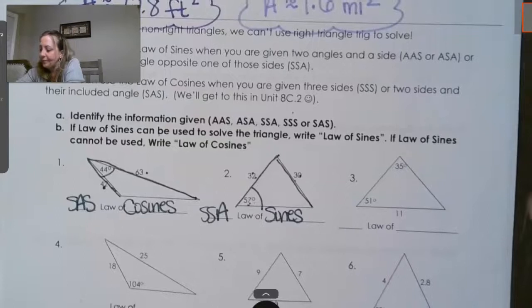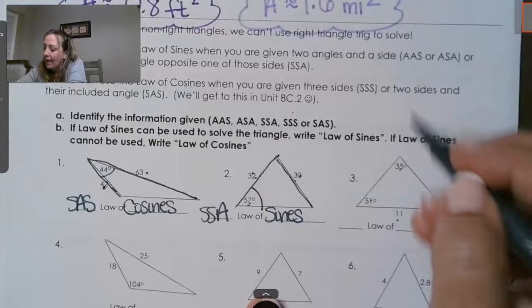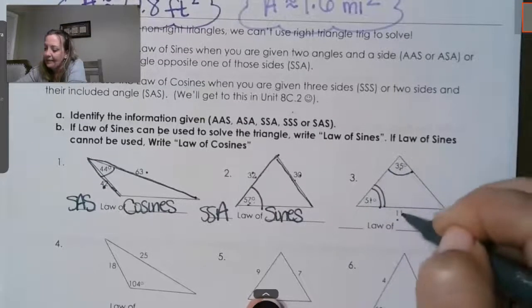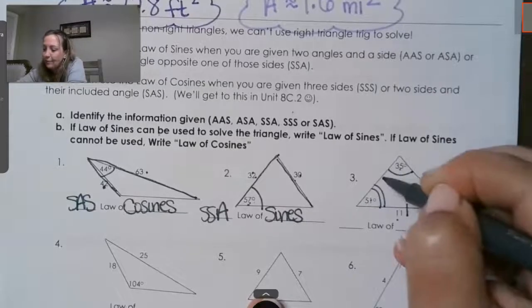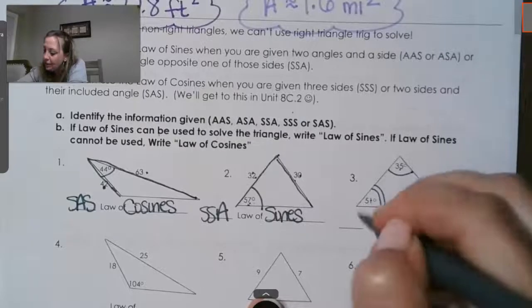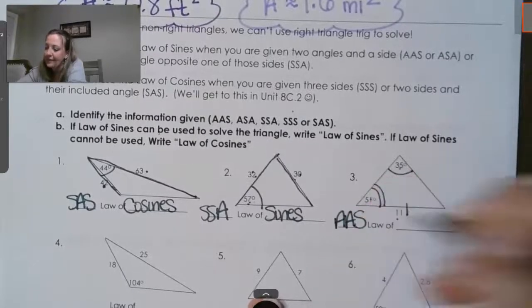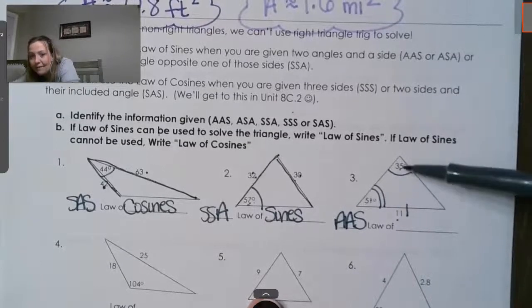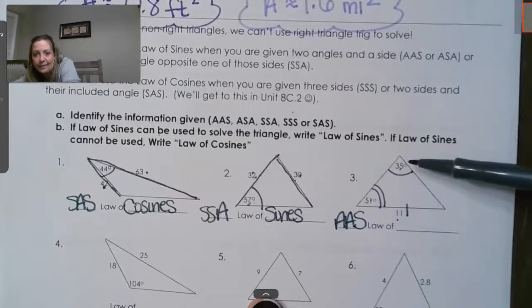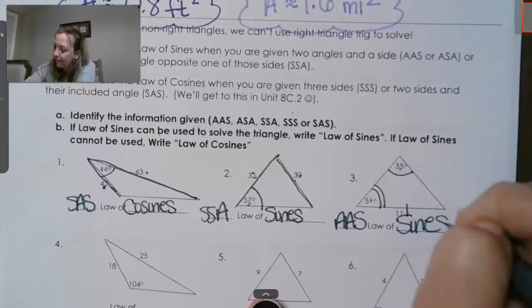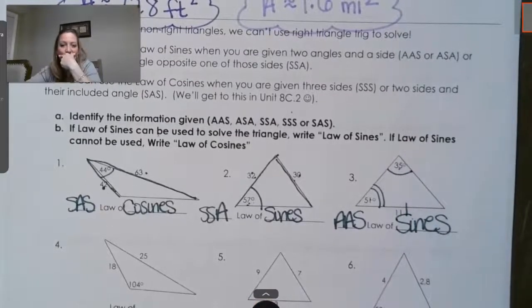Let's look at 3. This time I have 2 angles and a side. So I have an angle, another angle, and a side. Notice the side isn't between the 2 angles. The side is outside those 2 angles. So that's going to be considered angle, angle, side. And if we look, we can see that we have a side and an angle opposite that side. That is enough information for us to set up the law of sines.